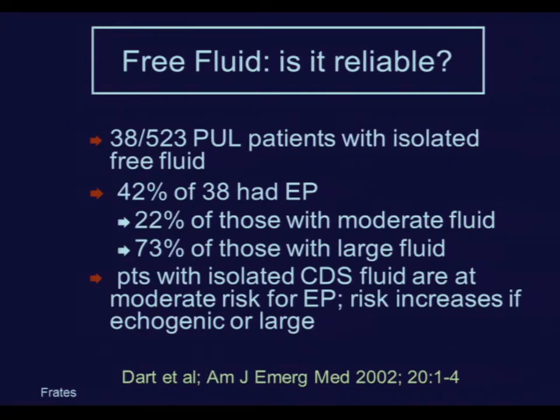In another study more recently in the American Journal of Emergency Medicine, Dart et al. had 38 patients out of their 523 pregnancy of unknown location patients who had isolated free fluid. It turned out that almost half of those 38 patients ended up with an ectopic pregnancy. In patients with moderate fluid, 22% had an ectopic. But in patients with large amounts of free fluid, 73% had an ectopic.